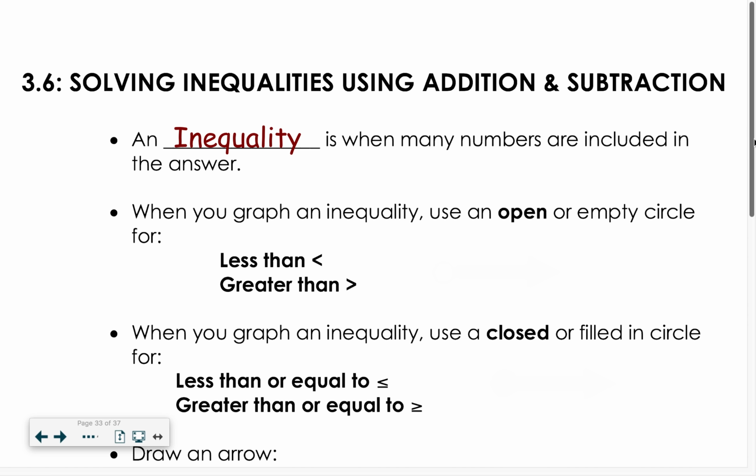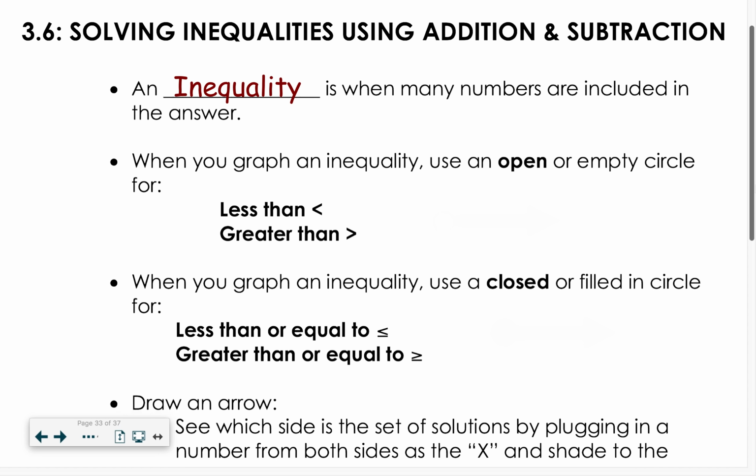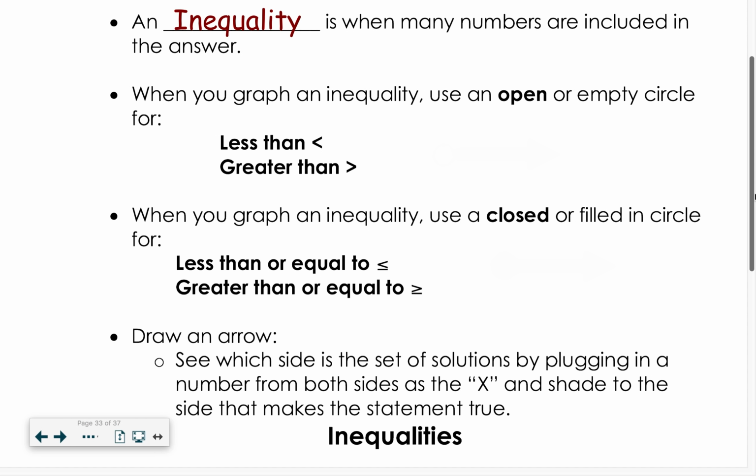When we graph them, there are two ways that we graph them. One is an open circle. We use an open circle when there is a less than or a greater than sign. And there is a closed circle when we use a less than or equal to sign or a greater than or equal to sign. So again, those will look like this when we graph, and you'll start to understand it once we get a little bit further.